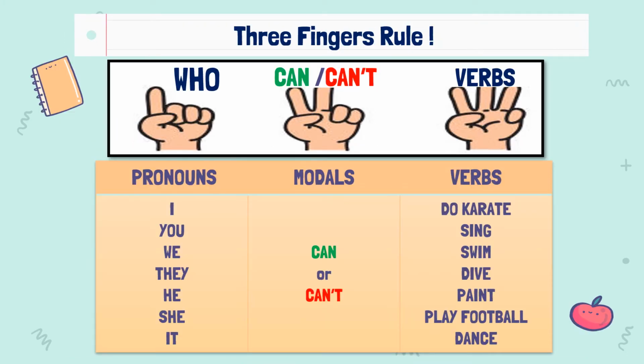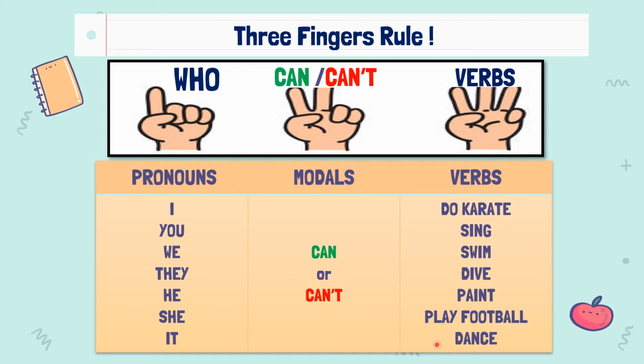Okay, so let's look here. The three-finger rule of using can and can't to make sentences. Who means pronouns. Pronouns are people like I, you, me, they, he, she, it. Can or can't are known as modals. And verbs means action. For example, do karate, sing, swim, dive, paint, play football, and dance.